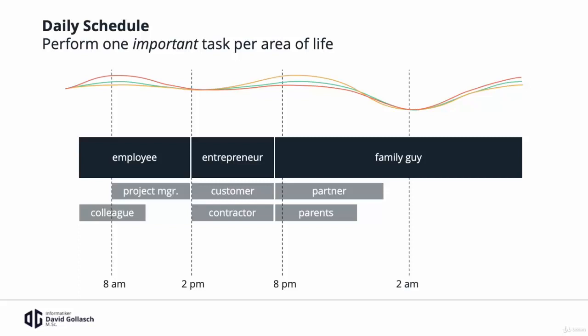So if you're in one half of the day the employee, then select one important task, one important thing that you want to fulfill, that you want to manage on this particular day in the office. And if you're at home and you have kids, for example, then you are the father or the mother, and then you select one specific task that you're doing in this role for the day. Where you say, okay, that's satisfying. That's a satisfying feeling if you manage to fulfill this particular task for the day.